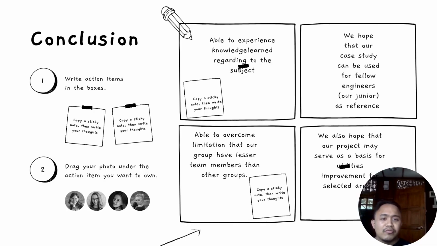For conclusion, first, we are able to apply the knowledge learned regarding the subjects and do some real life calculations based on it. We are also able to overcome the limitation that our group only has 4 people compared to other groups which have 5. We hope that our case study can be used by fellow engineers or our juniors as a reference because we are the first intake that learns this subject. We also hope that our project may serve as a basis for utilities improvement at the selected area.